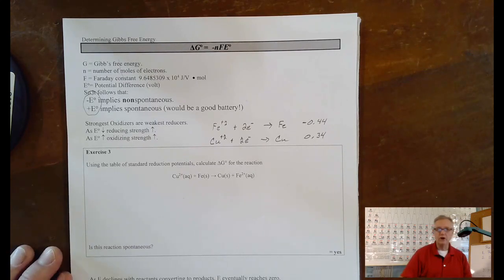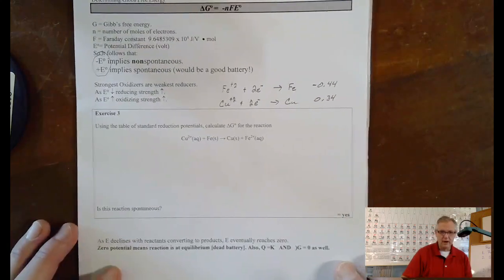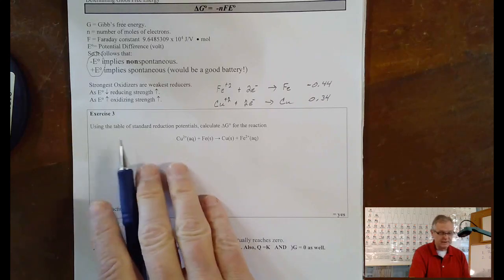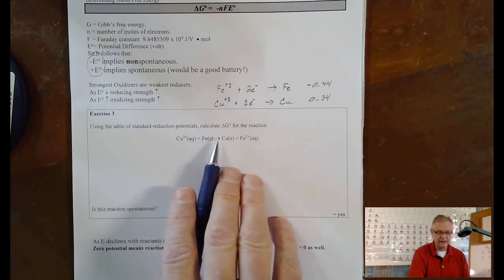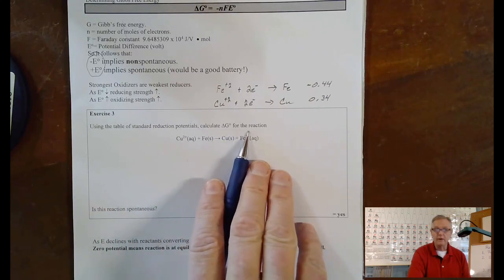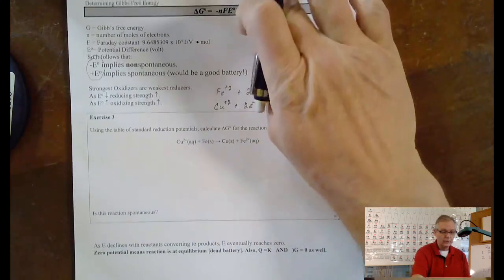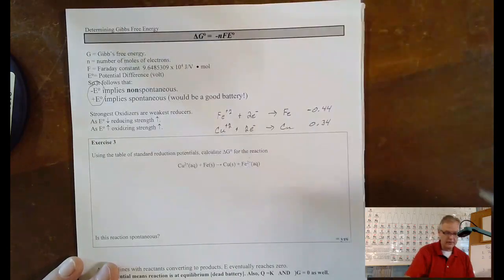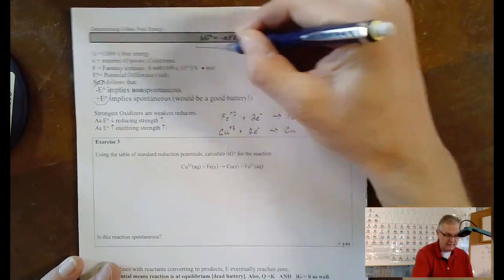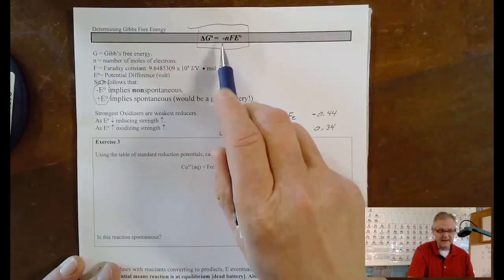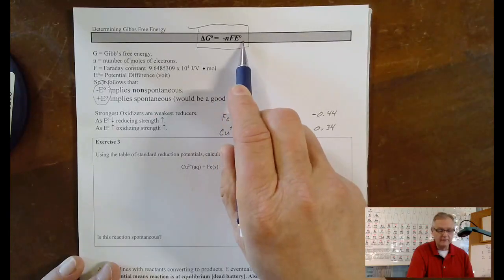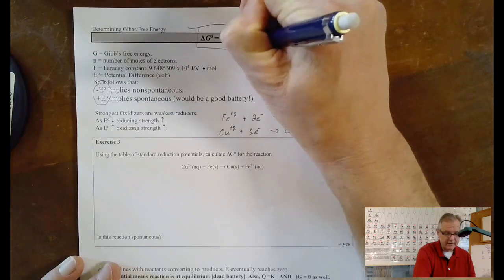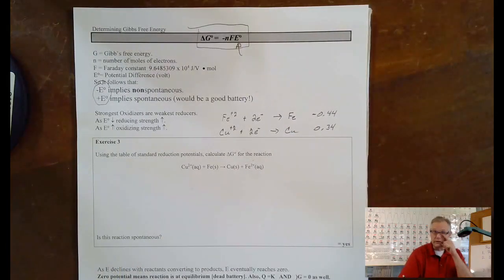Okay, let's look at the example problem that I have for you. It says, using the table of standard reduction potentials, calculate delta G for the following reaction. What we really have to make sure we understand is the formula for delta G, and I have it up here. The formula is negative n F times the cell potential. So we know we're going to have to calculate the cell potential.